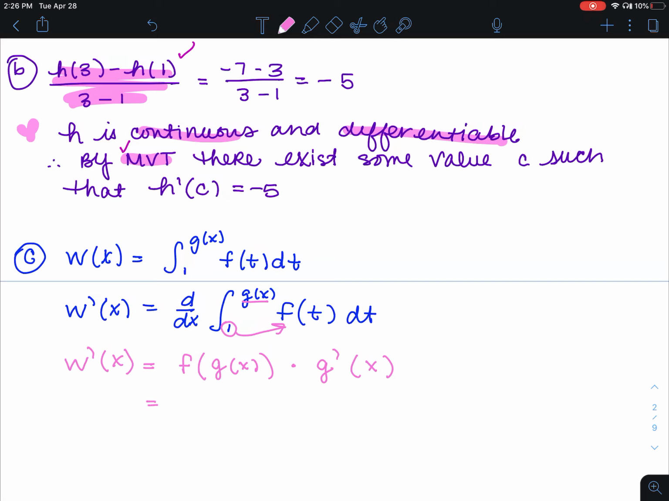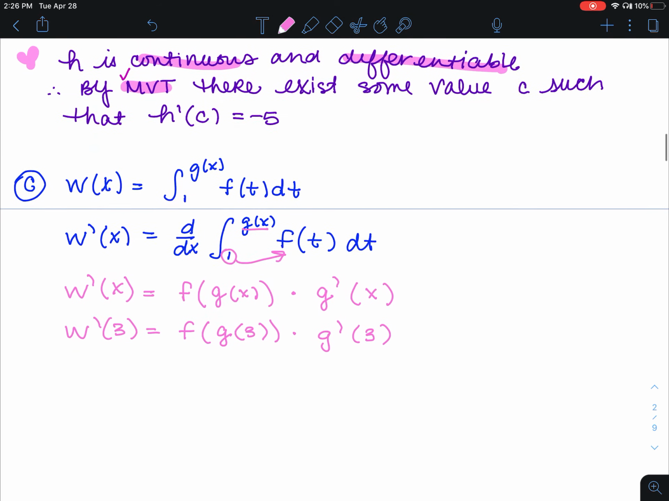Now we're going to plug in f of g of 3 times g prime of 3. That's W prime of 3. Make sure that you always acknowledge what you're talking about. Don't put W of x there.